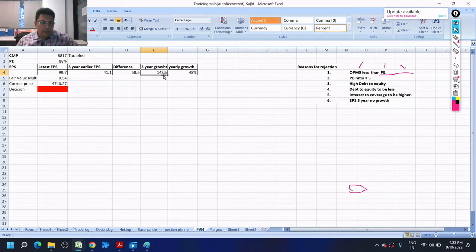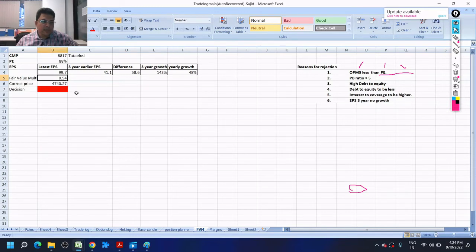Now we take this 3-year growth percentage and divide it with the difference. Okay, so 3-year growth percentage, we get this. Again, if you want to understand, D4 divided by C4, that means difference divided by 3-year before EPS. So we get the percentage 143%. Now how much is the yearly growth? We divide it by 3, so we get 48%.